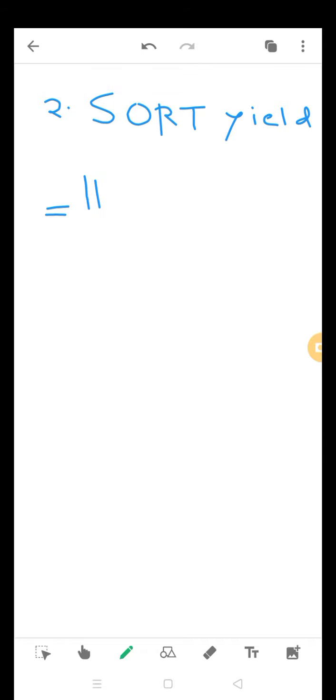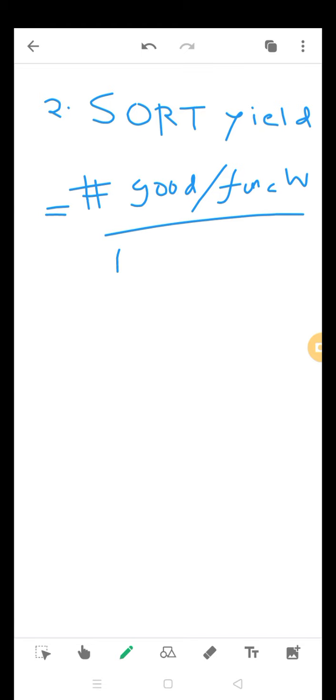The second type of yield is called wafer sort yield, and it is the number of good or functioning wafers divided by the total number of wafers.